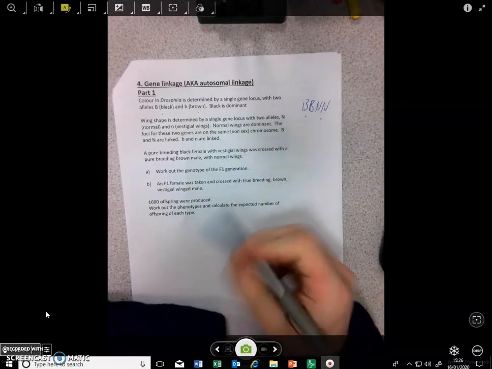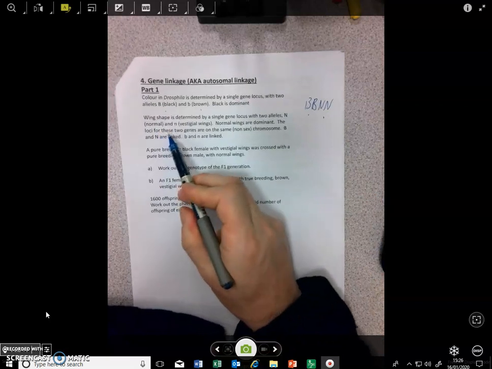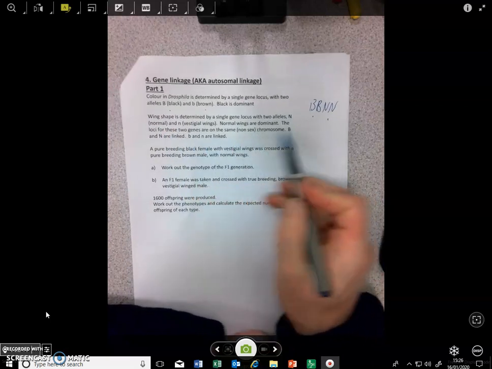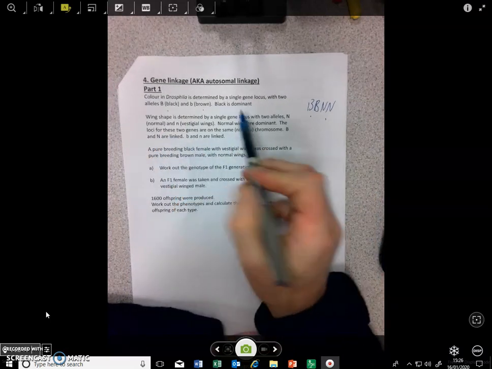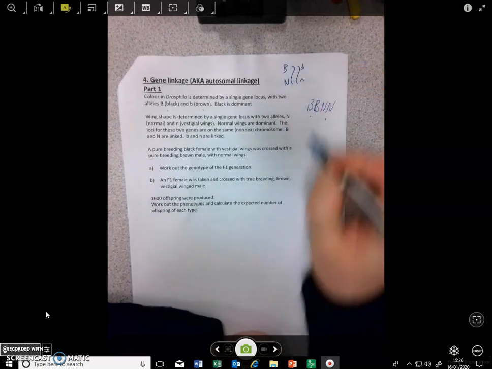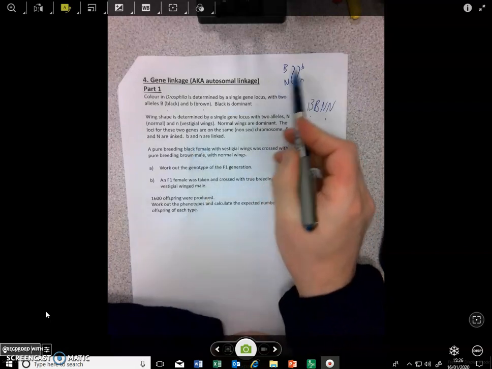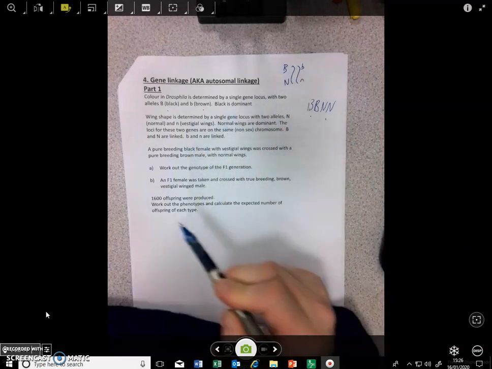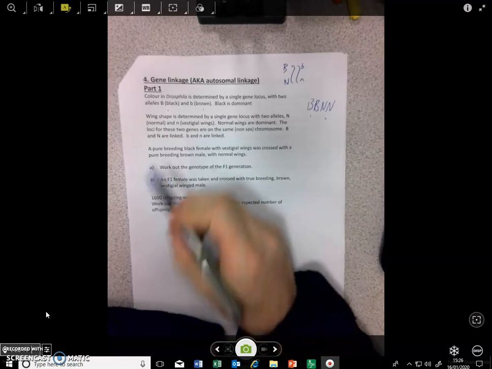But let's have a little look at what we are doing. The loci for these two genes are on the same non-sex chromosome. B and N are linked. Draw that to remind myself. And B and N are linked. Okay, that means they're on the same chromosome. And this is important because this is going to affect which gametes we can make. We start with our first cross here.